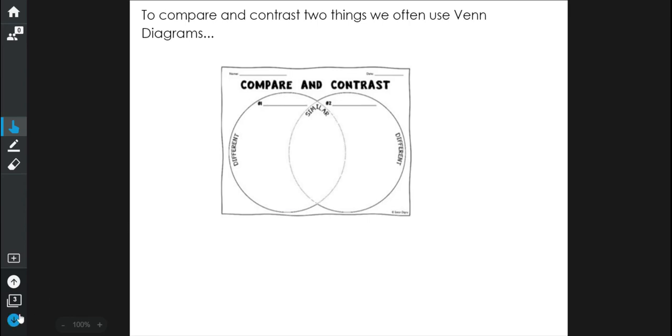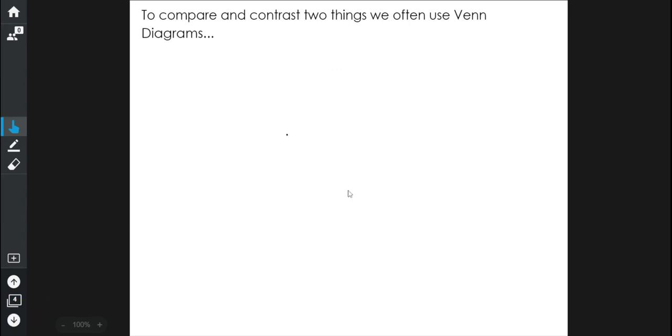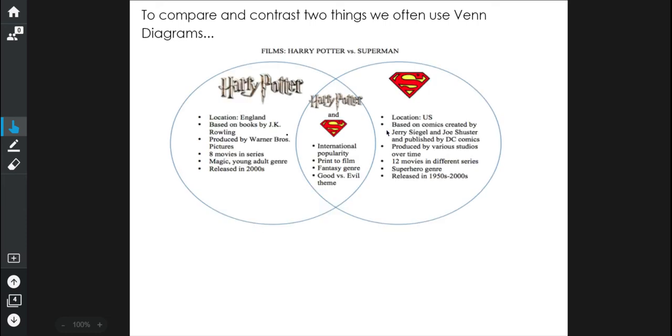So I found another example for you guys. I didn't make this myself, but I thought it was a pretty cool example of a Venn diagram that somebody else made. Here they're comparing and contrasting films, but you can compare and contrast pretty much anything. In this one, they compared Harry Potter to Superman. Notice how you have your bubbles here, and this is the Harry Potter bubble, and this is the Superman. If you look in this one, this is the differences.